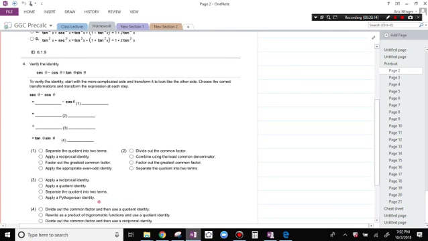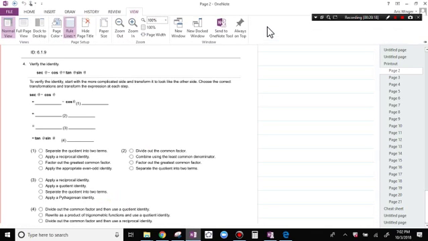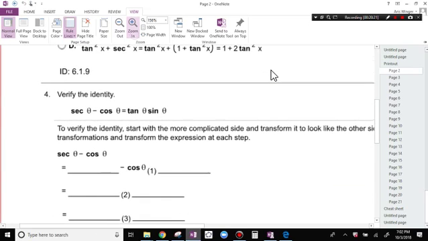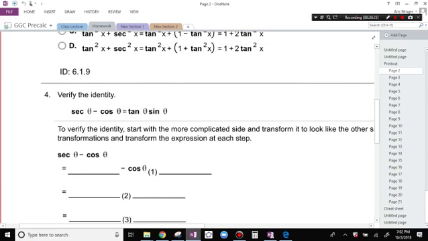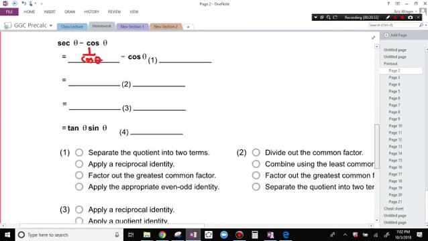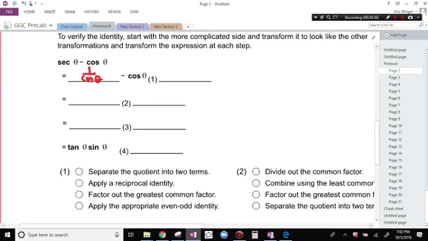It looks like this should be, should I make this larger? All right. Okay, so it looks like this should be 1 over cosine, right? It looks like they're only changing this thing to something else. And hopefully the reason for that is a reciprocal identity. So this should be reciprocal identity, and it's there. We made secant 1 over cosine, reciprocal identity.